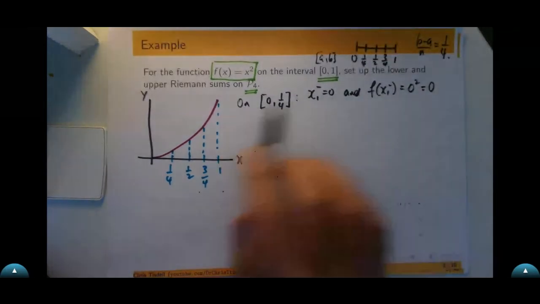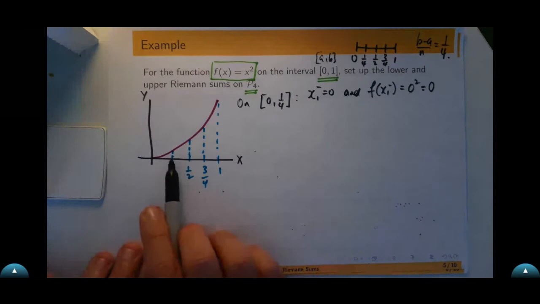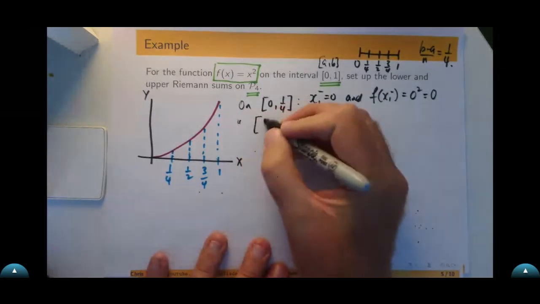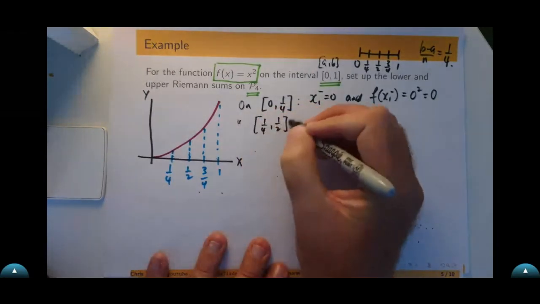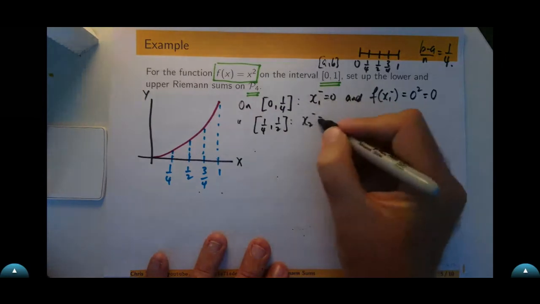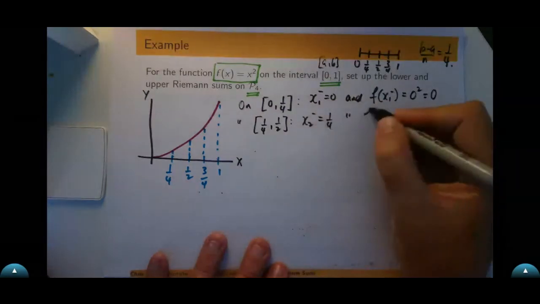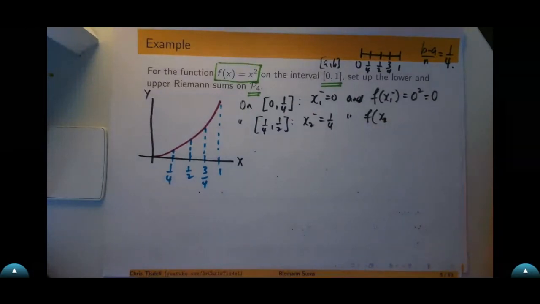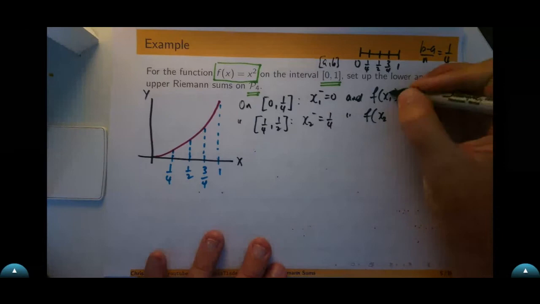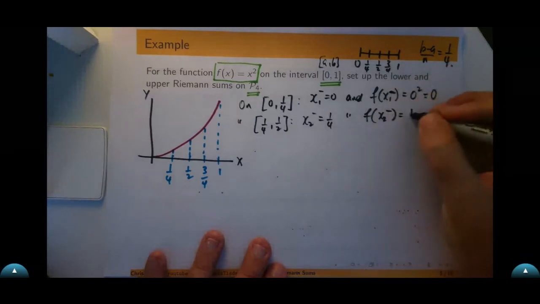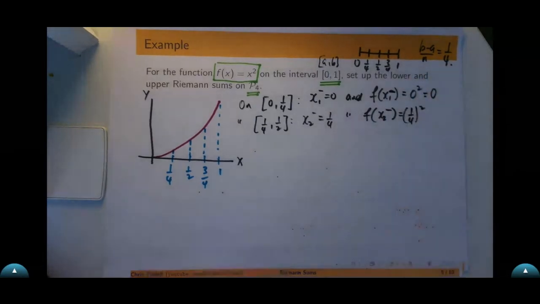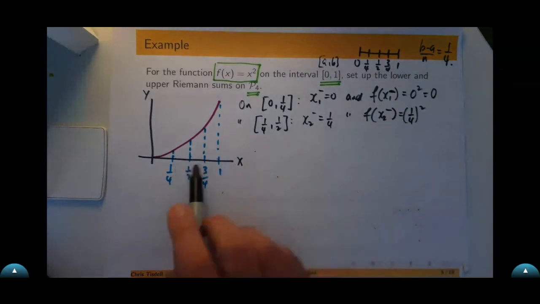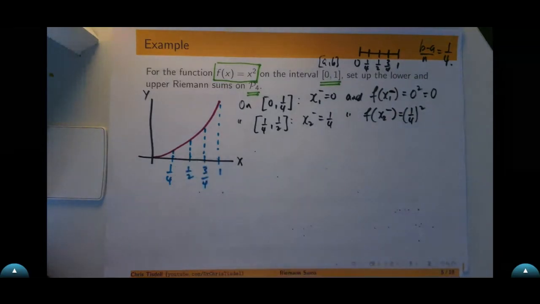Okay, so now what we do is we can do that for every other interval. From here to here, the minimum value occurs at 1/4. Yep. Okay, and so you can continue that. You've got 2 more to go. Okay.